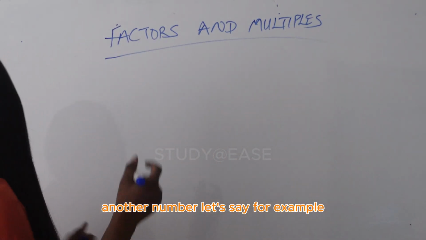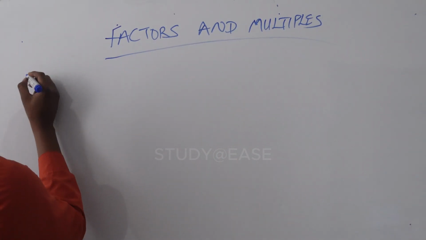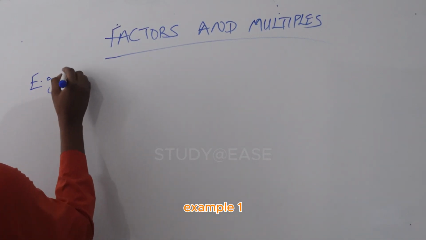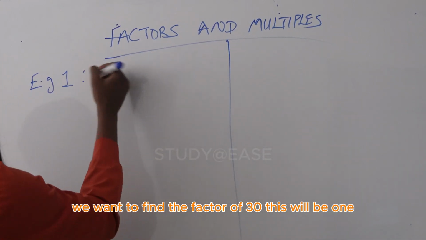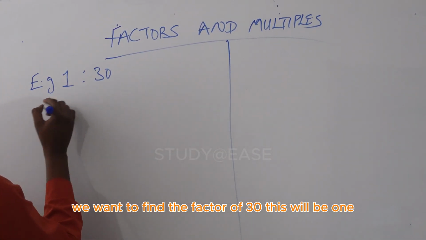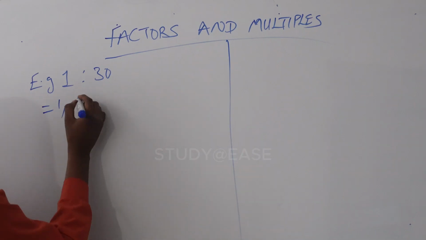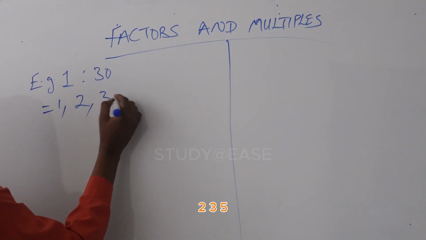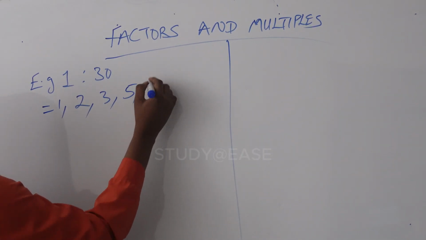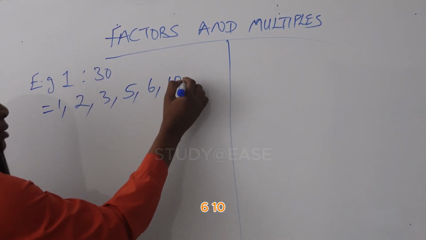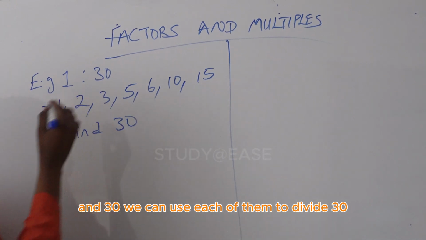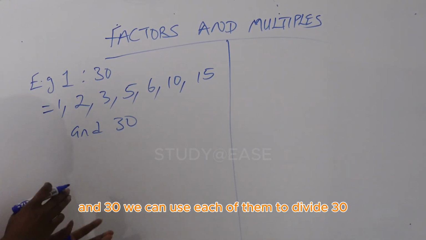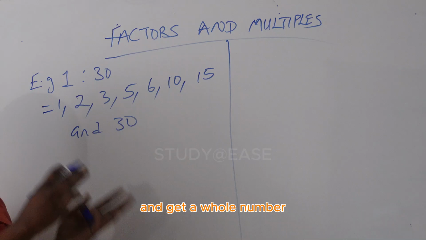Let's say, for example, example 1, we want to find the factors of 30. This will be 1, 2, 3, 5, 6, 10, 15, and 30. We can use each of them to divide 30 and get a whole number.